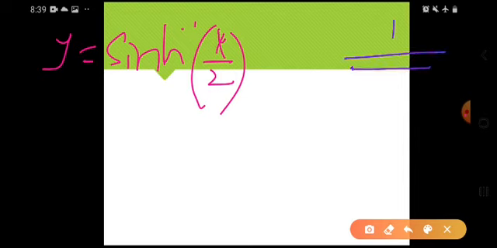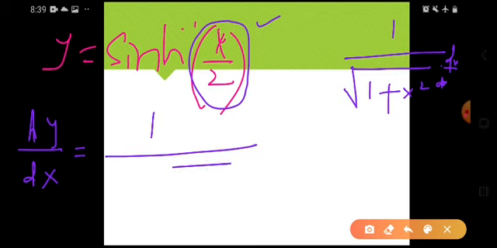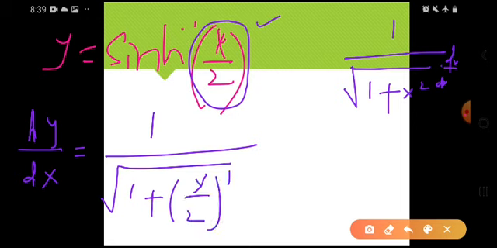We already discussed. It is 1 divided by radical of 1 plus x square. And here my x is this whole thing, right? And then the further derivative of x as well. Let us see. So differentiating on both sides with respect to x, dy by dx is equal to 1 divided by radical of 1 plus x square, meaning this x divided by 2 whole square, into the further derivative of this.